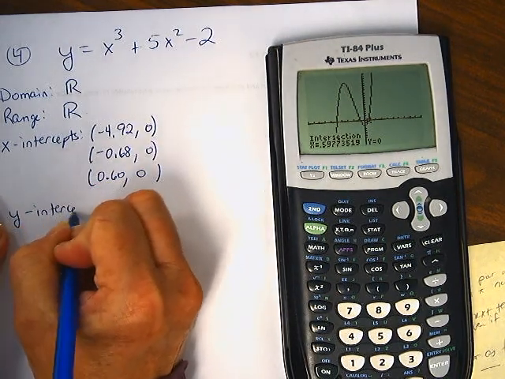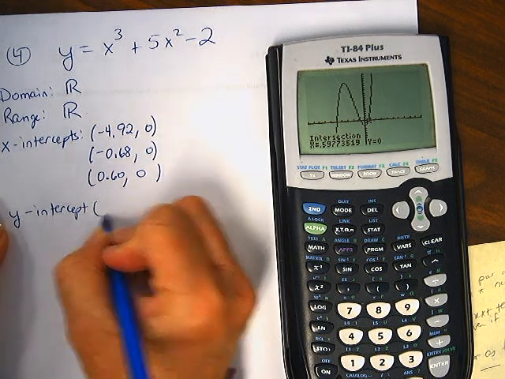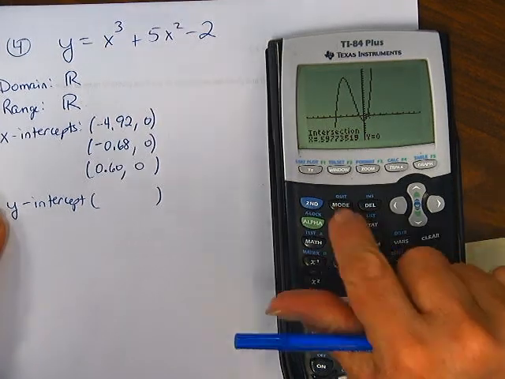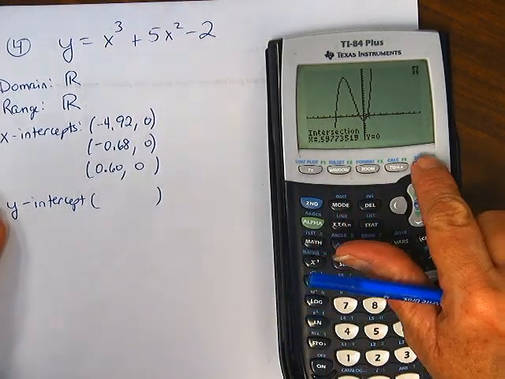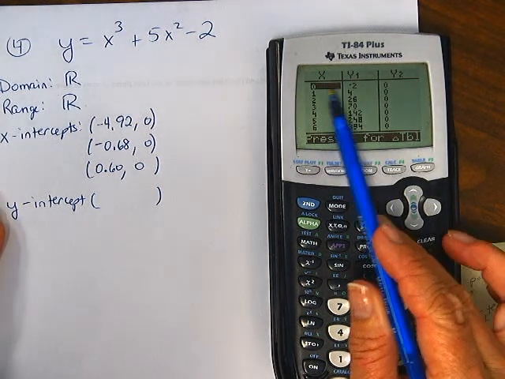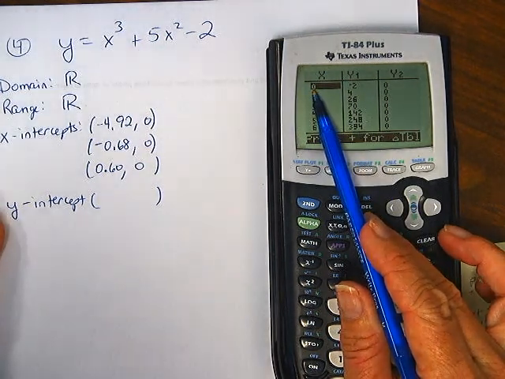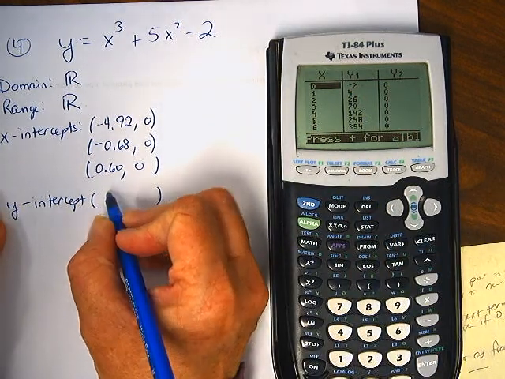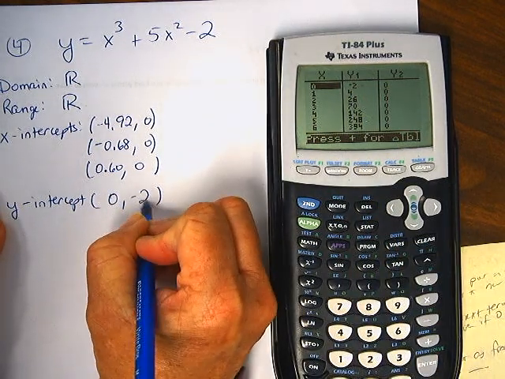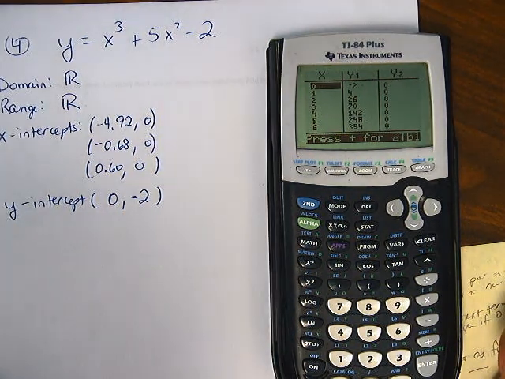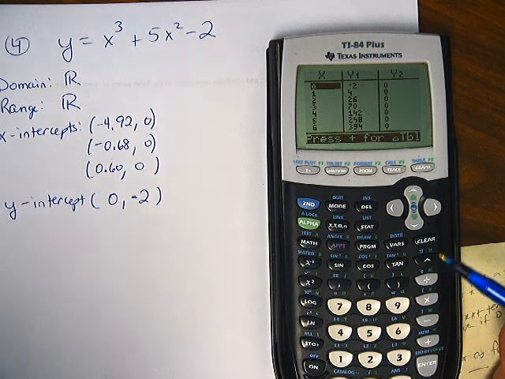Y-intercept. How did we find our y-intercept? Remember, on this one, we just go to our table. So second graph gets us to our table, and we want to see what is the y value when x is 0. So when x is 0, under y1, it is at -2. So our y-intercept is at 0, -2. Okay, so we've gotten our domain, range, x-intercept, y-intercepts.